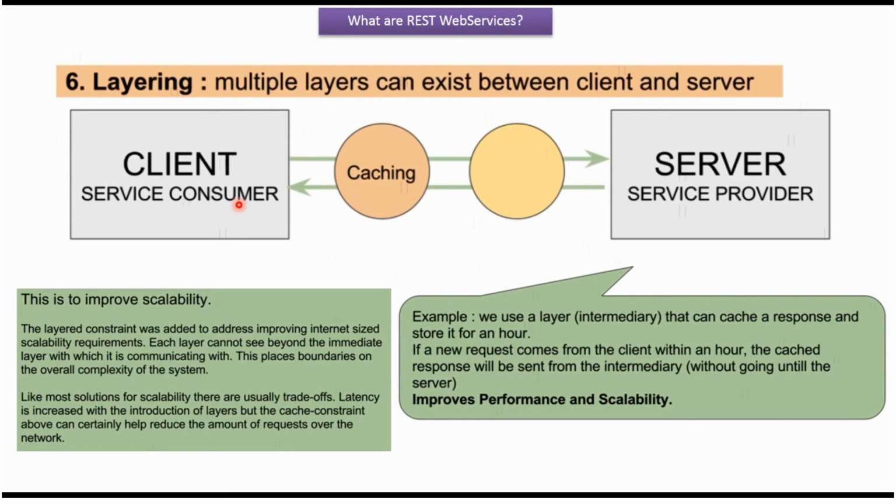And after 15 minutes, the client requests the same resource again. So the request goes to the caching layer, and it will check whether the resource is there or not. The resource will be there because the resource is cached in the caching layer. So it will get the resource and send the resource back to the client. And this way it improves the performance by not hitting the server again and again.